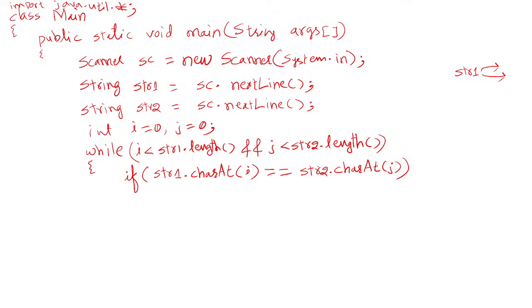Right, so if this is true, what you need to do, you need to increment the i value. So you can just say i++. Otherwise, after coming out from the if, what you need to do, you need to say j++.